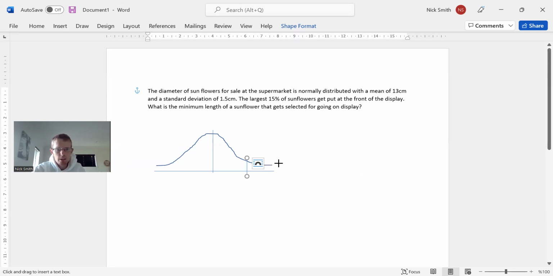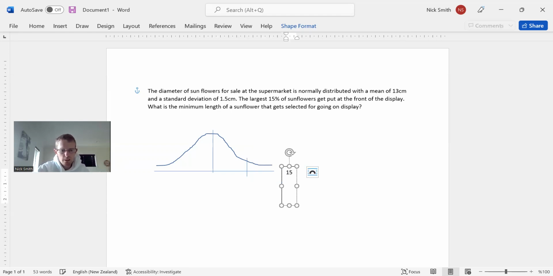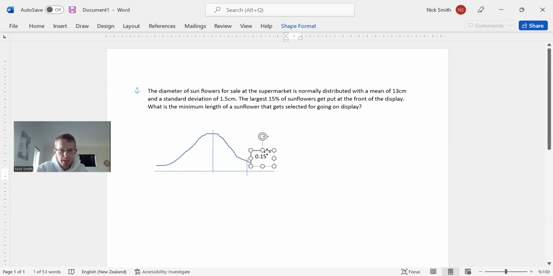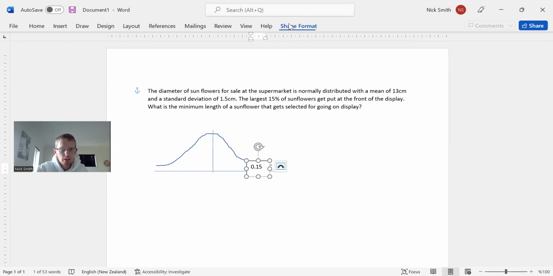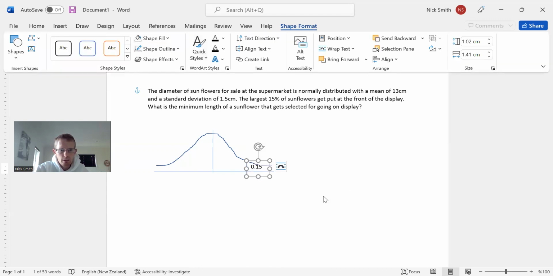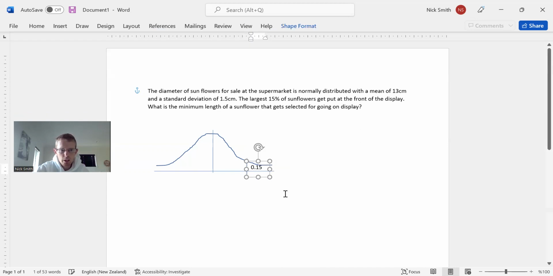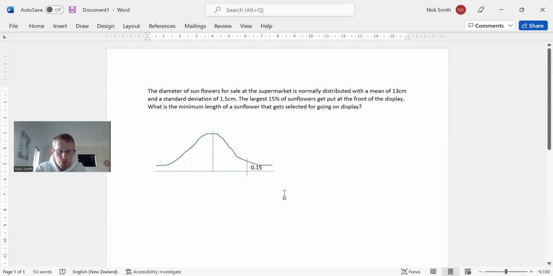So I'll put that in as well. I'm going to put in a number that says 15%, or actually let's put that as a decimal since that's what's going to go on the calculator. 0.15, that's in that space in there. Okay, I'll just get rid of these things out of the way. So there we go, 15% is going in that space there. So what's the length? Well, the minimum length would be whatever value is at this line here. Anything that length and more is going to go on display. So that's my question mark, is what number's there. Remember, that's 13, that's the mean, but what's this one? It's going to be something a bit more than 13, obviously.